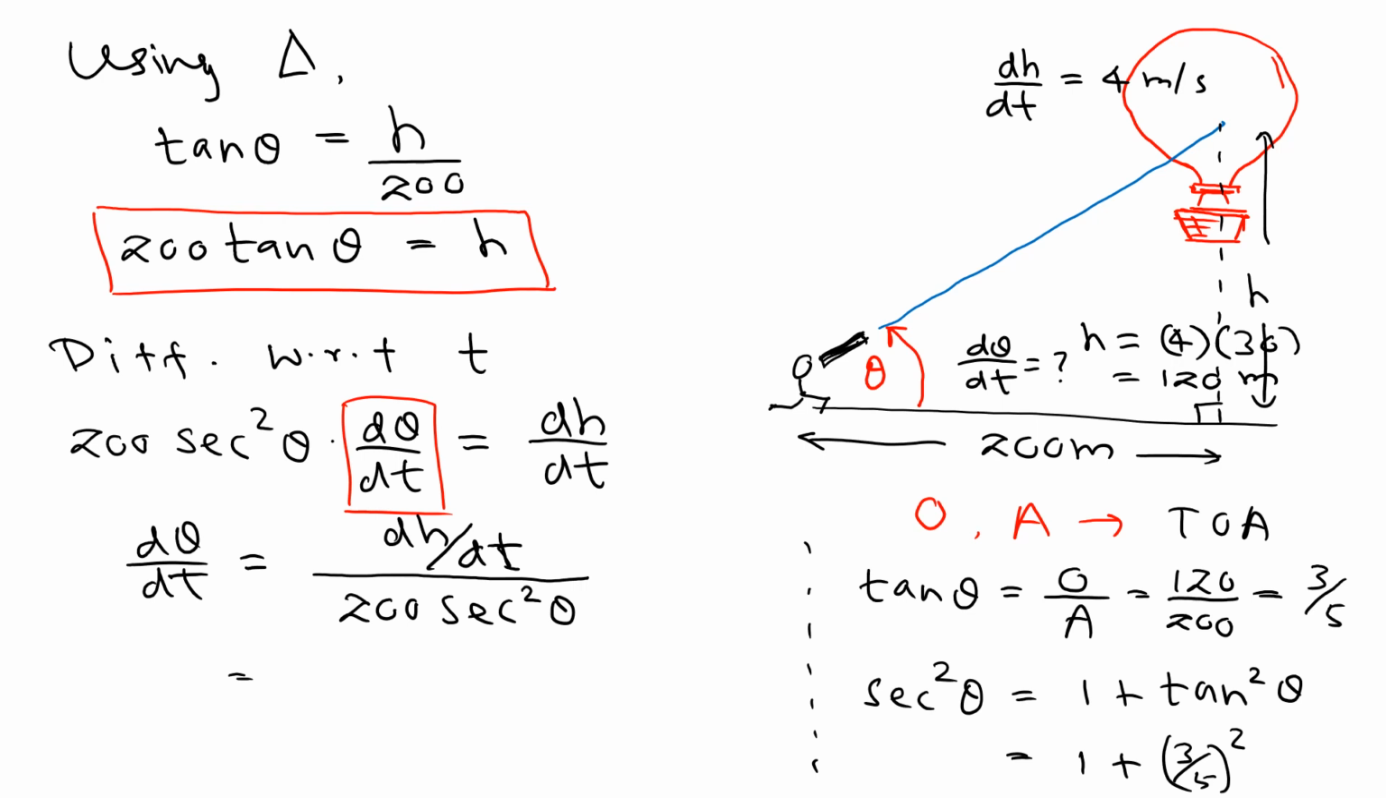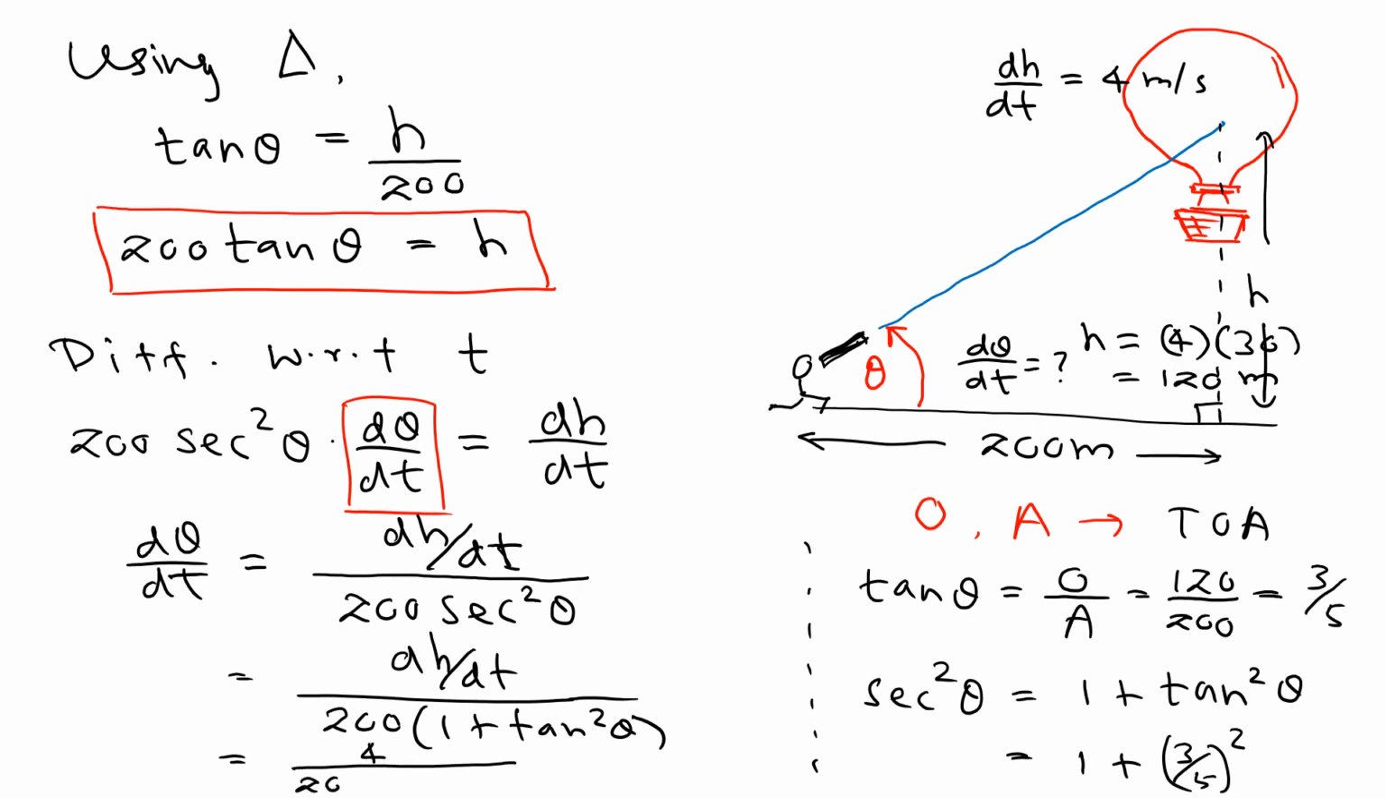So we can write this one as dh over dt divided by 200, 1 plus tan squared theta. If you do this calculation here, you can see that this is 4 divided by 200 times 1 plus 3/5 squared. And if you use a calculator, you're going to get 0.015.